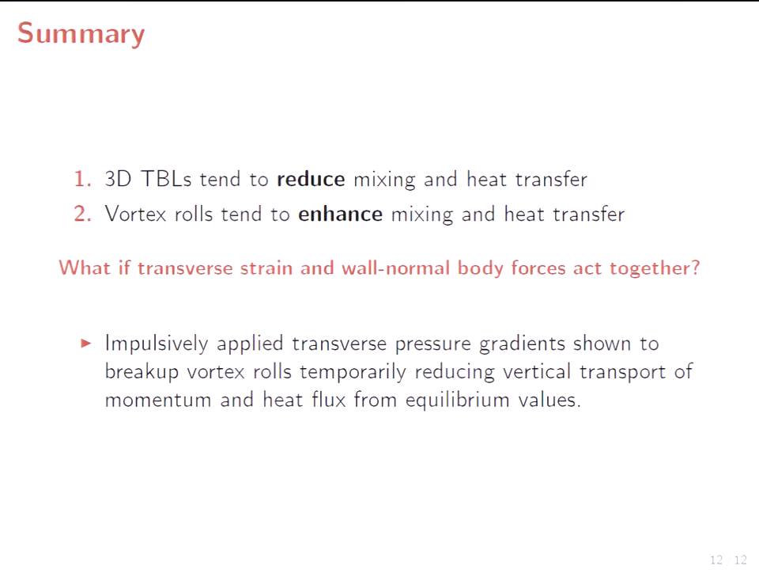Okay. So what I've described is that when you have this transverse strain, this tends to reduce mixing and heat transfer in the flows. But these large-scale organized vortex motions tend to enhance mixing and heat transfer. And when they interact, due to an impulsively applied transverse pressure gradient, these rolls will break up, temporarily reducing the vertical transport. But eventually they'll recover, and so we want to understand this. So thank you.